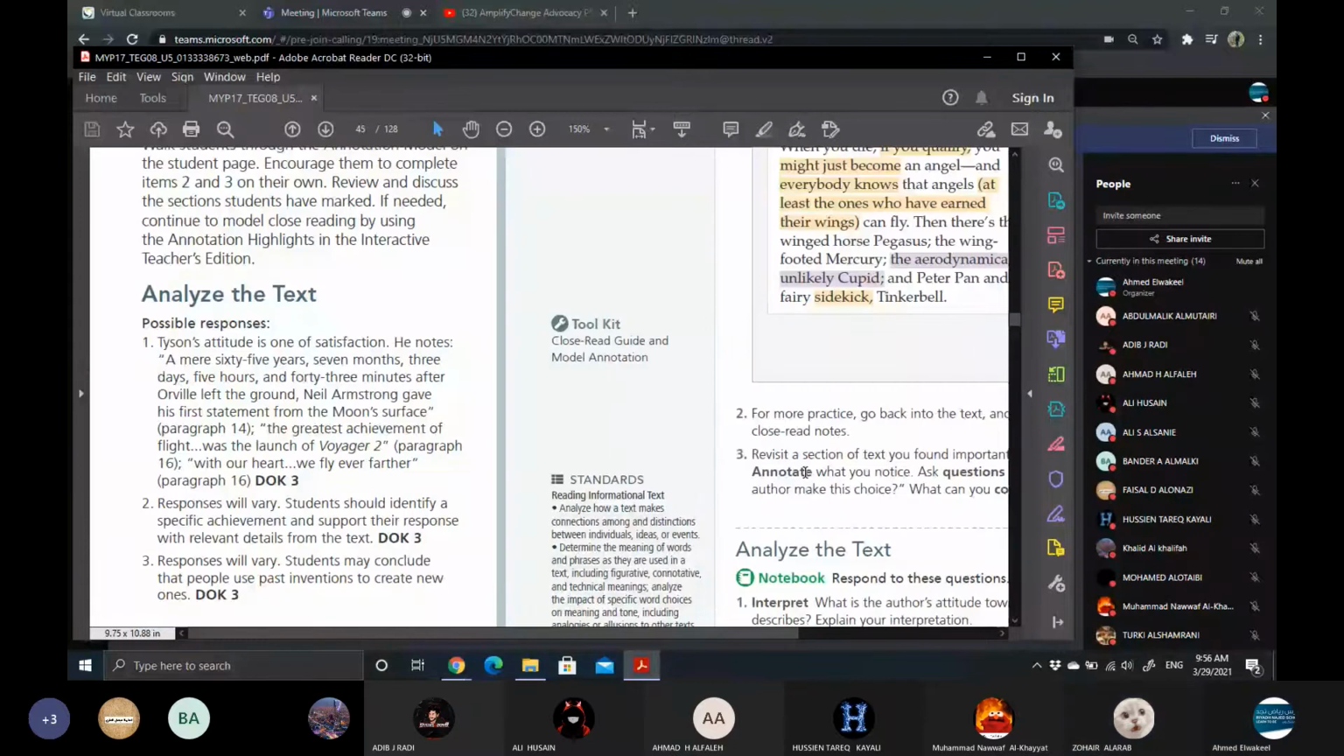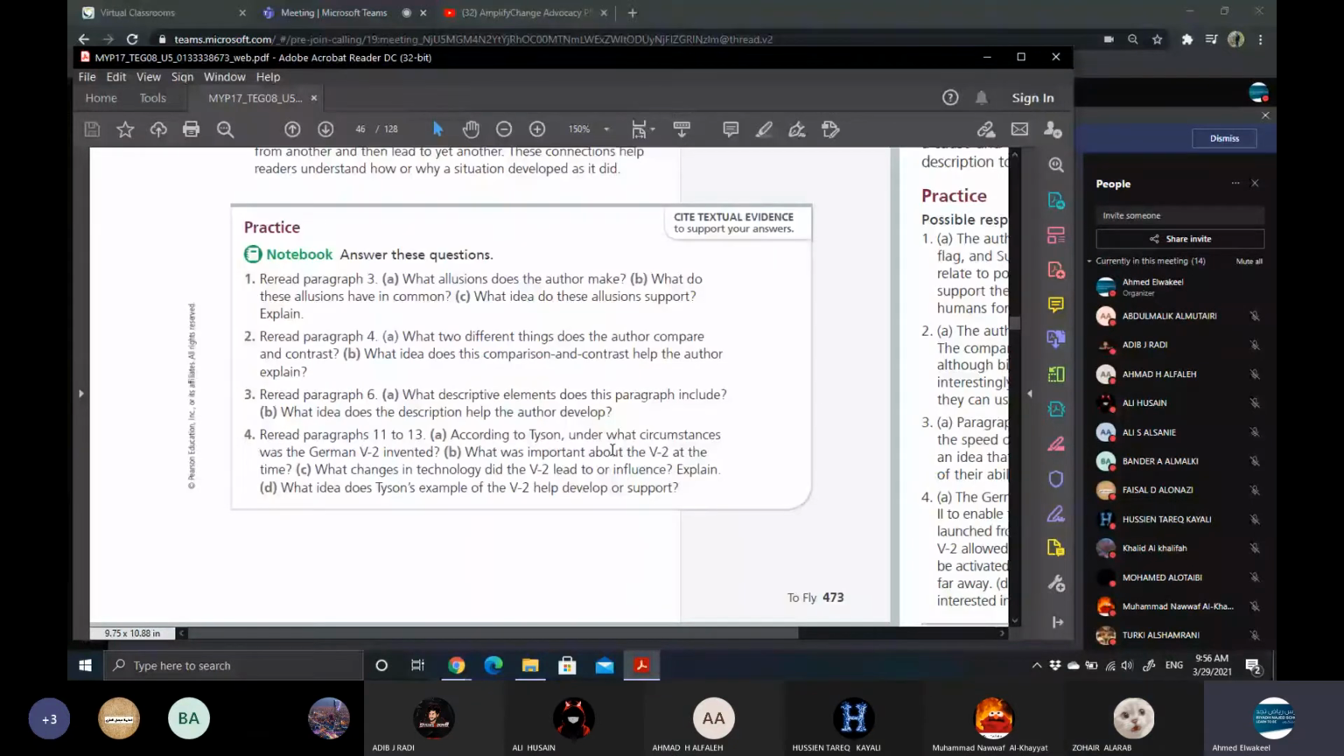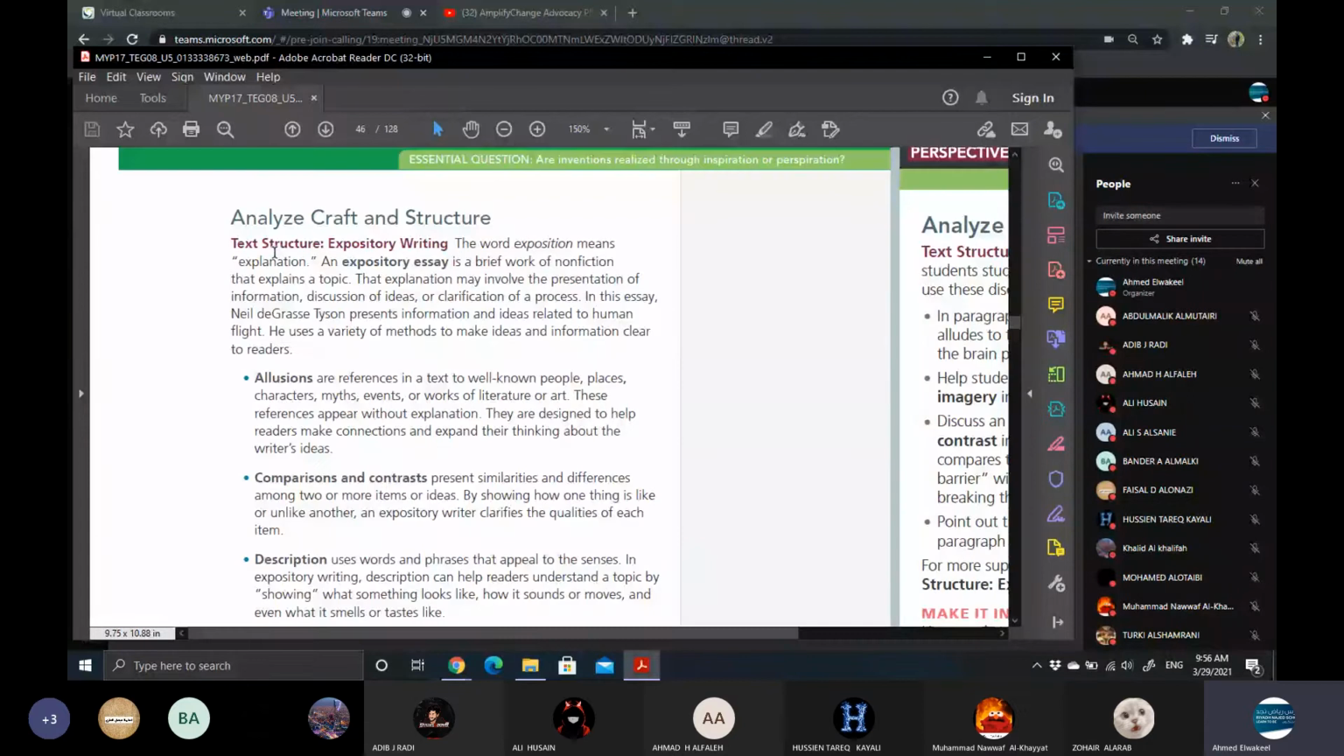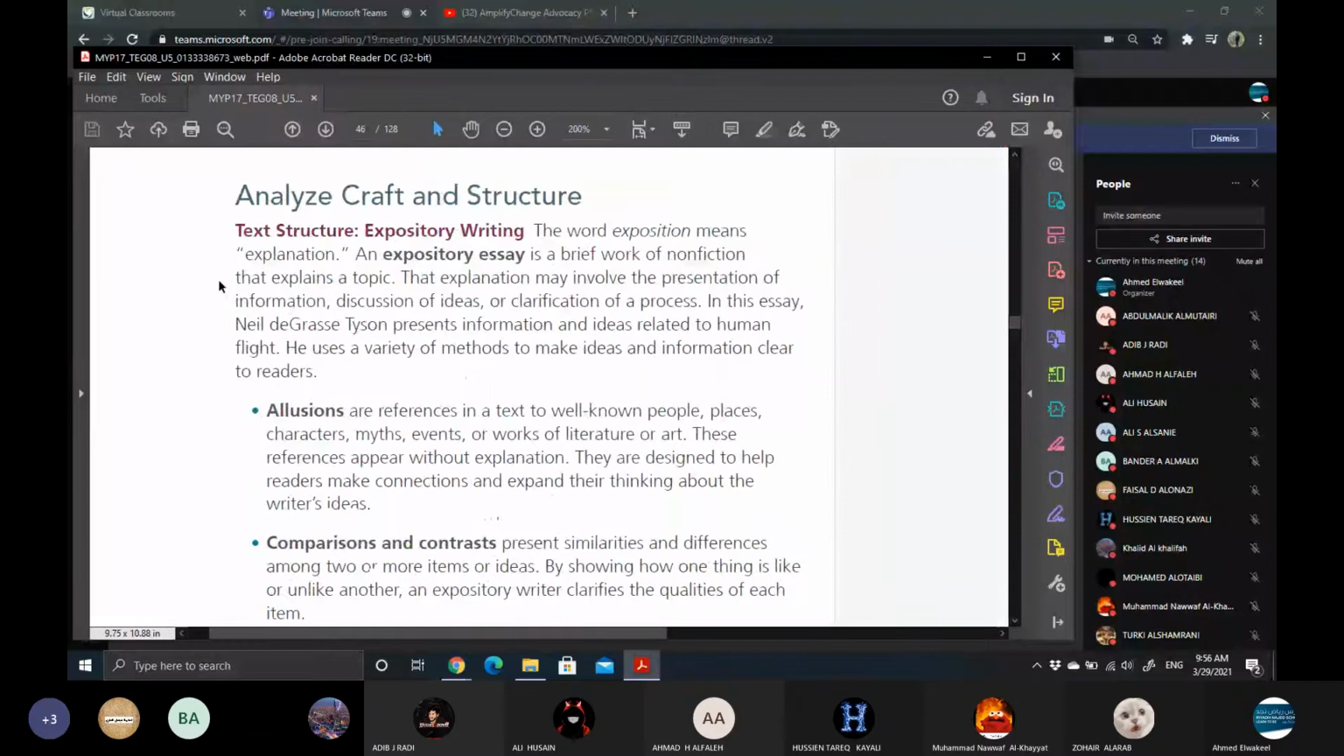So, page 473, starting with analyzing craft and structure about the reading comprehension To Fly. Muhammad Al-Falah, good morning. Muhammad Al-Falah is sleeping, I believe. Hassan? Yes, teacher. All right, can you start, please?